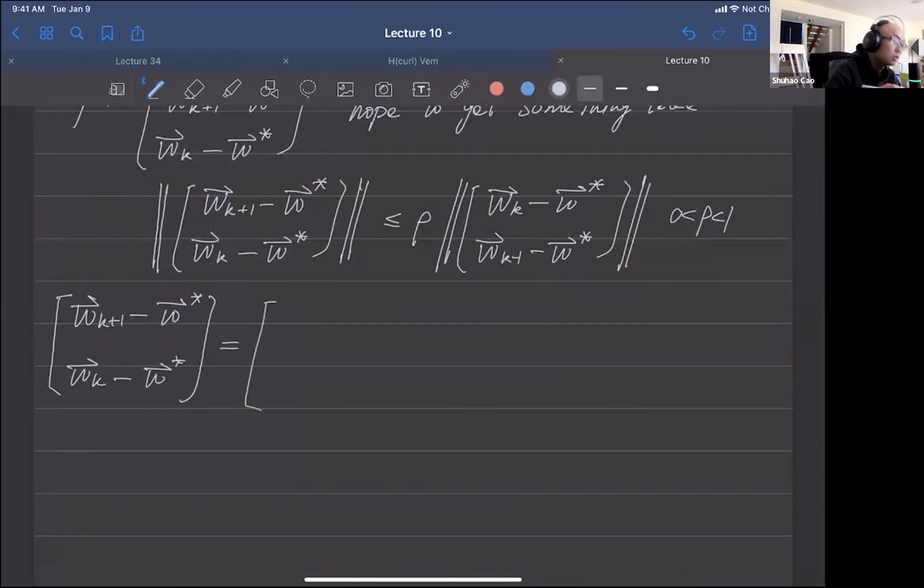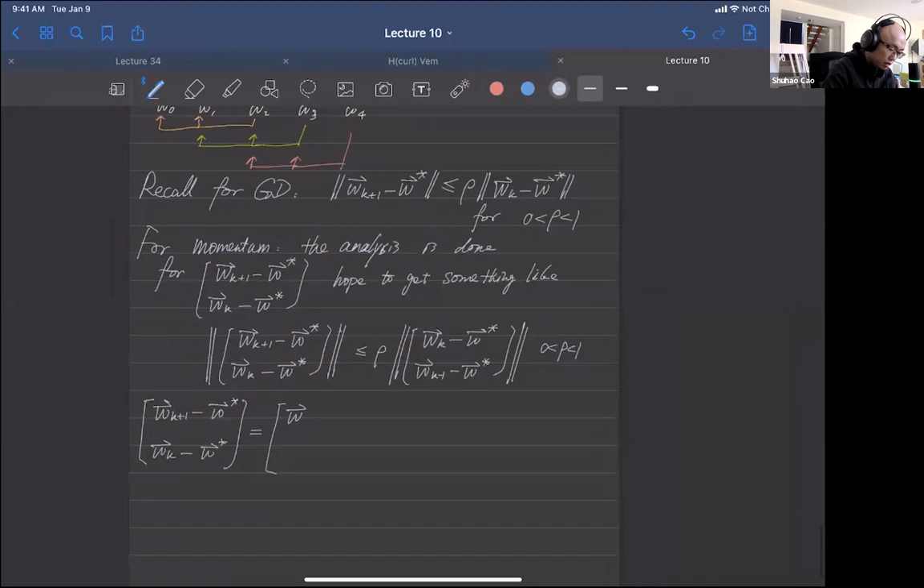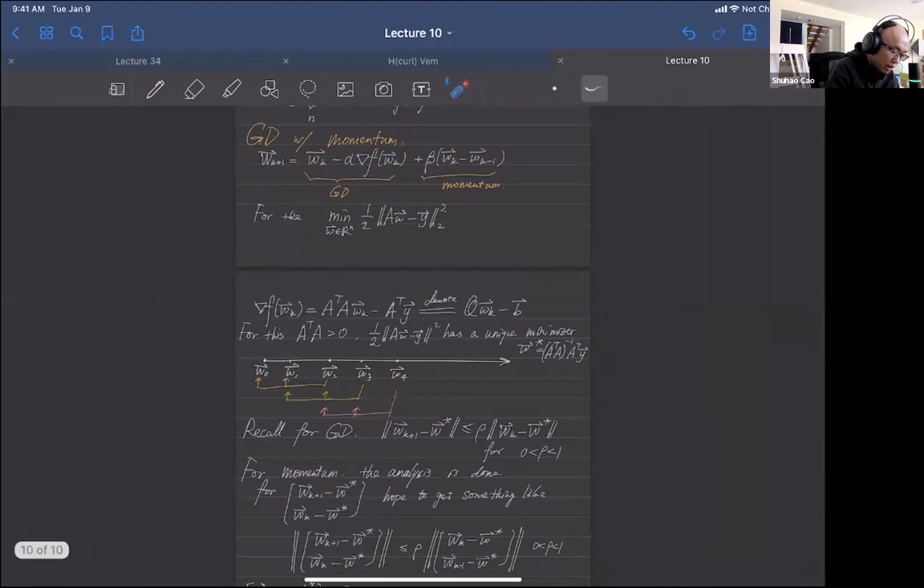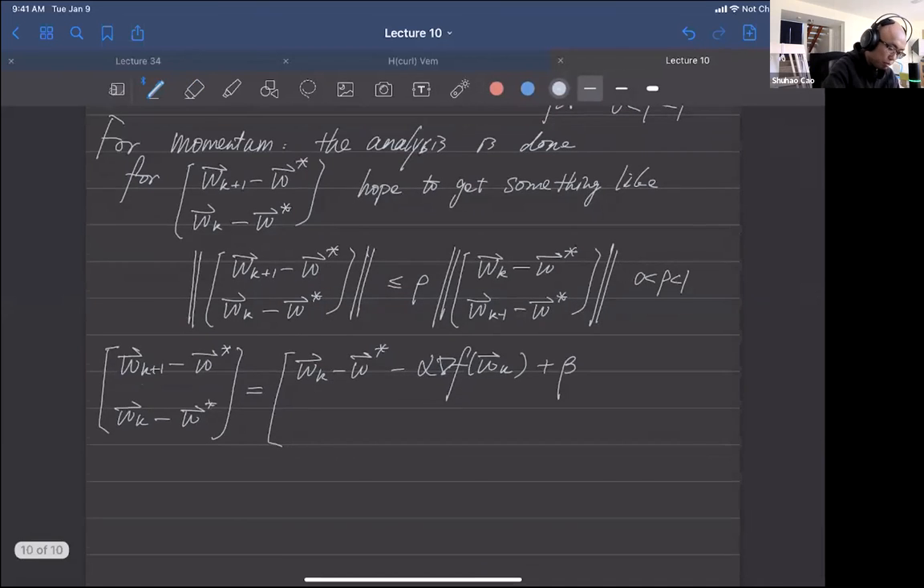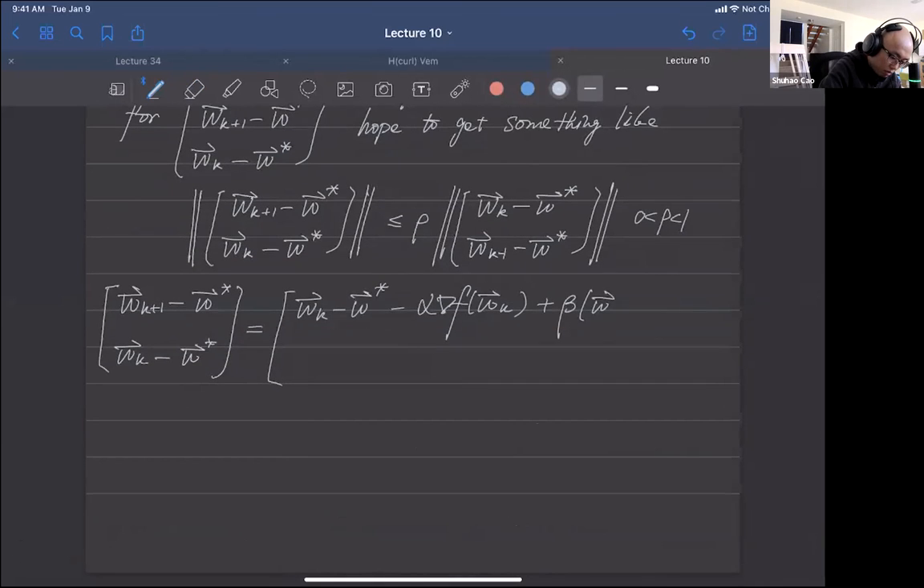So we write down our gradient descent. We write down our momentum equation. So for example, this is W_K subtract W star subtract alpha times the gradient of F at W_K, and then plus some momentum. Okay. So that's our first term. And the second term, we kind of keep it as it was.